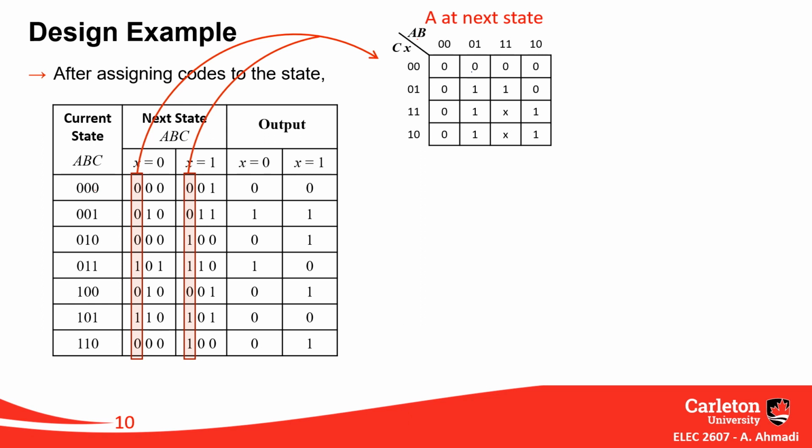Okay, so here this is a K-map, classic K-map, neighborhood implementation. So you can conclude that the next A, or A at next state, is related to current state and input as this. Look at that again.